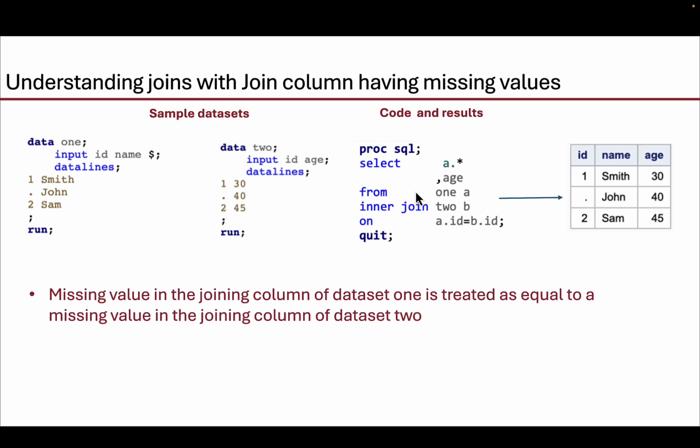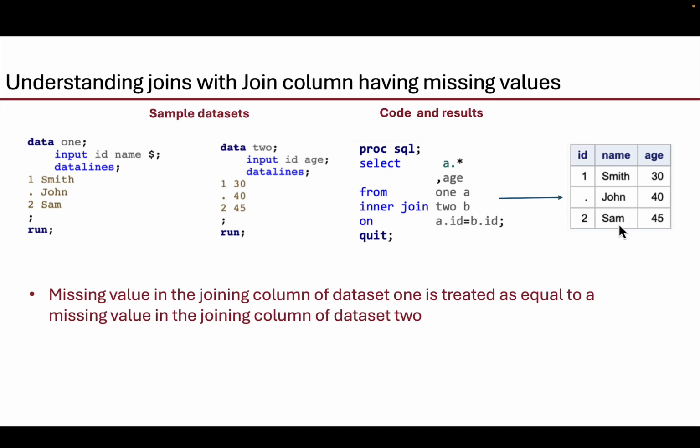I'm doing a join based on the ID variable in both the data sets by saying something like this: select a.*, age from 1 a, that is, I'm aliasing data set 1 as a, inner join 2, aliasing this as b, and I'm joining based on the ID variable, and I'm getting all the variables from data set 1. But the most important point here is, when we join like this, ID 1 is equal to ID 1 and you see that in the result, and ID 2 is equivalent to 2, so you see this observation in our result.